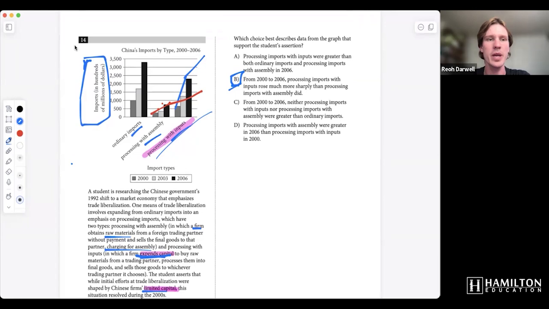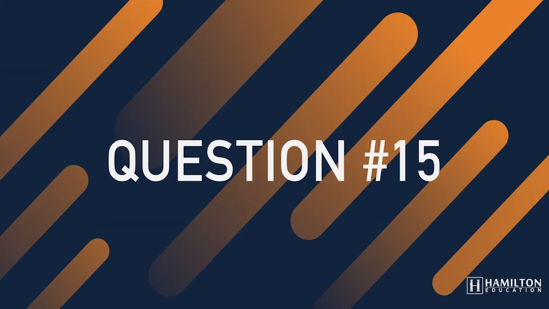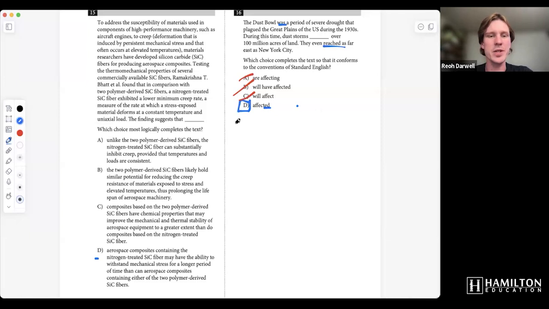Yeah, so that's how we answer question 14. All right, so 15 is an inference question that is easier than it seems once we understand what all of these jargon terms mean. Okay, so we're talking about creep. Creep means a high rate of creep. All right, so we have creep rate. A high creep rate means it deforms quickly.